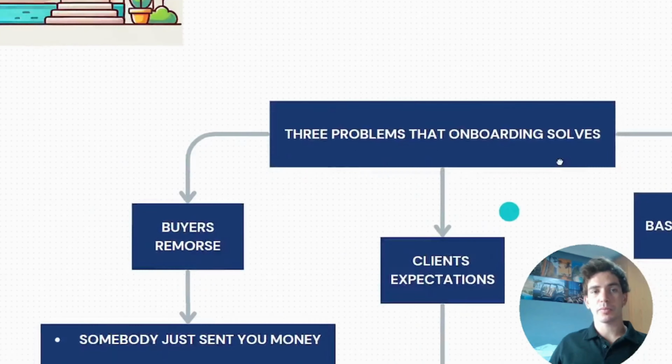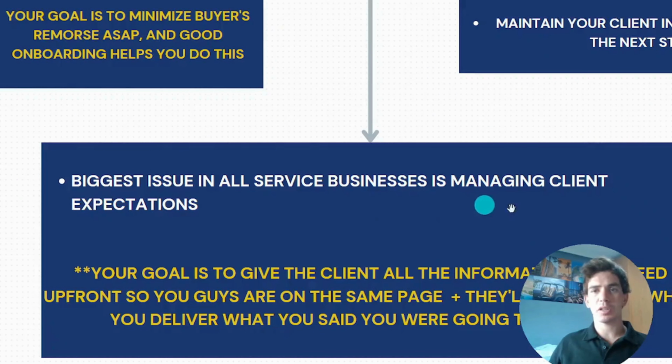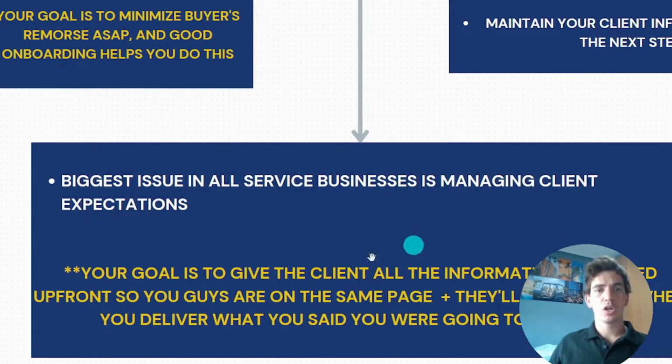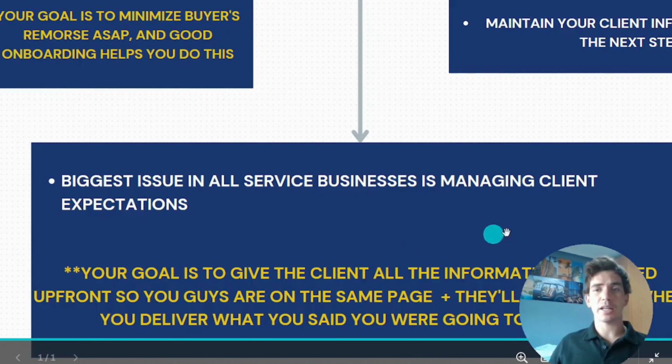Another problem, client expectations. One of the biggest issues in all service businesses is managing client expectations. So your goal is to give the client all the information they need upfront, so you are on the same page. This is so, so important. Also, when you deliver the product, they will be satisfied when you deliver what you said you were going to deliver. And finally, the basics of the logistics, where you need to keep your client informed about the next steps.